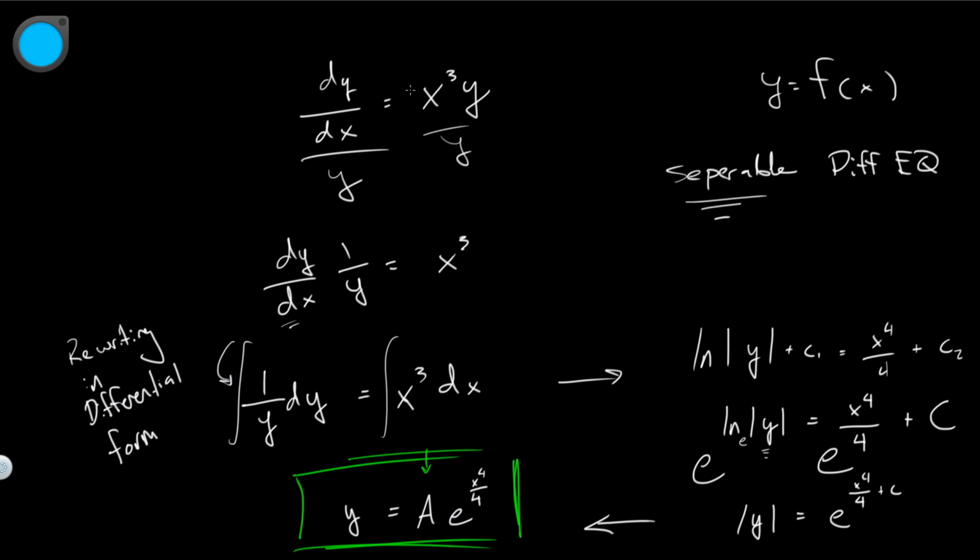We moved all the y's to one side and the x's to the other side. In this case, that wasn't much algebra. Then we rewrote this equation in its differential form. We moved this dx to the right-hand side. We integrated both sides with respect to their respective variables.